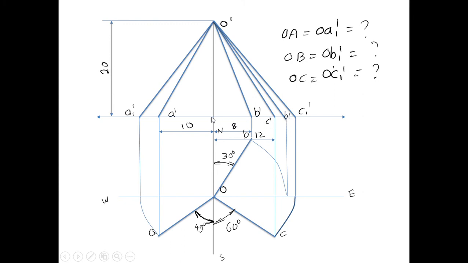So the first hook you are marking towards left, it is 10 meter or 5 centimeter, and the second hook, which is on the right side, is 8 meter or 4 centimeter from the post, and the third hook is at a distance of 12 meter from the post or 6 centimeter from the post. Now after marking A dash, B dash and C dash, you connect O dash A dash, O dash B dash and O dash C dash.